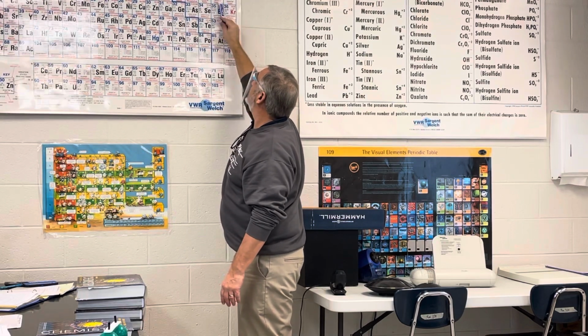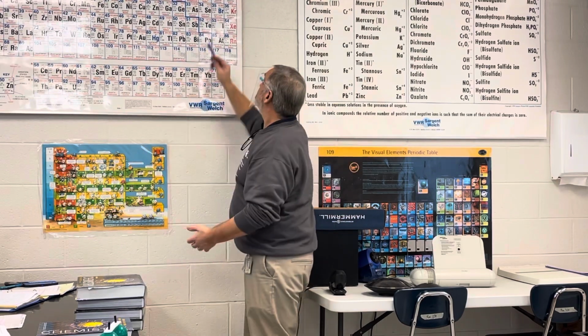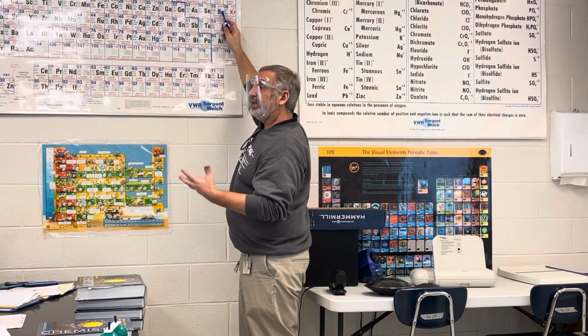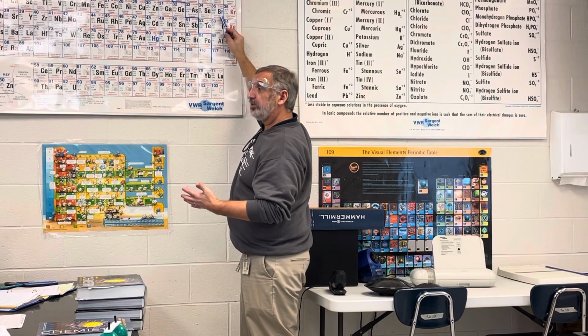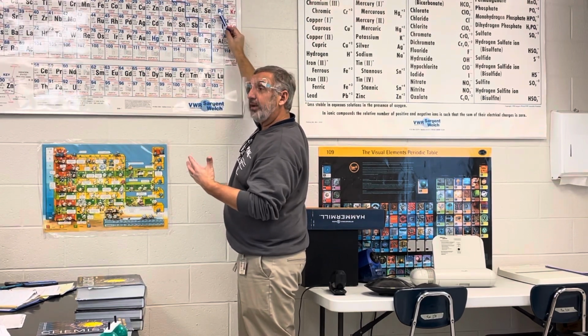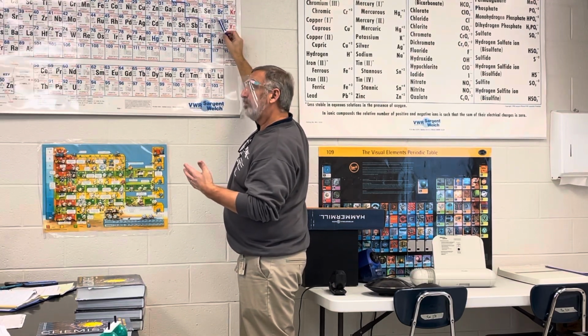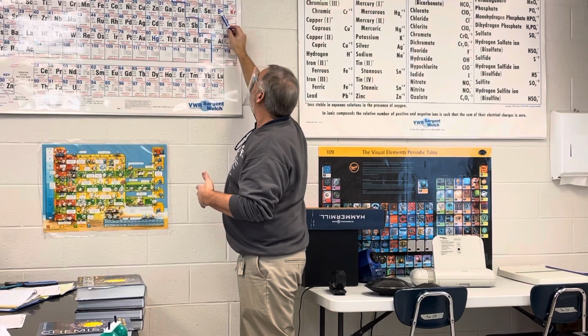So if I know ClO3 is chlorate, using these rules, I can figure out everything else. ClO2 is chlorite, ClO is hypochlorite, ClO4 is perchlorate. BrO3 is bromate, therefore BrO2 is bromite, BrO is hypobromite, BrO4 is perbromate. They all turn out to be the same.